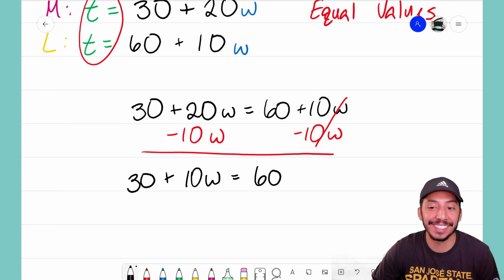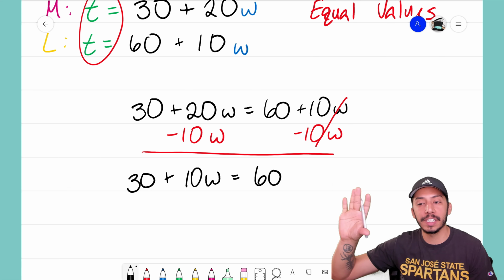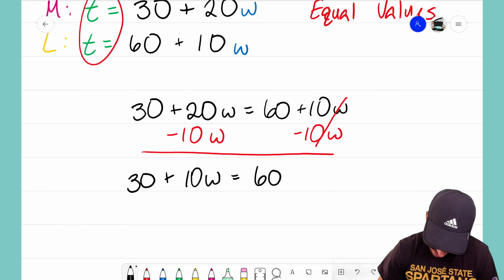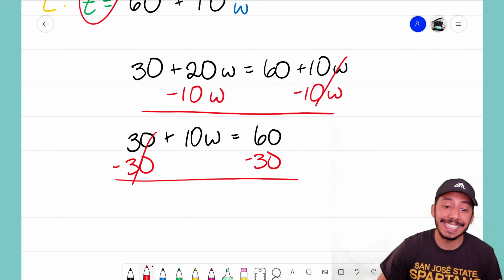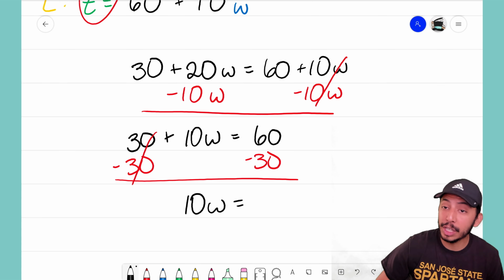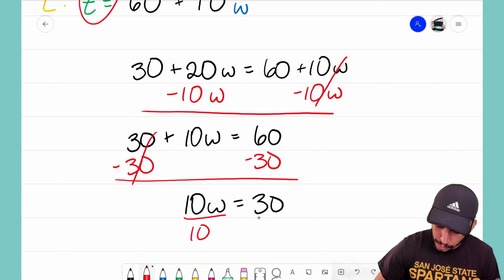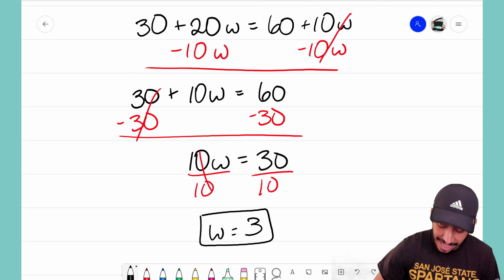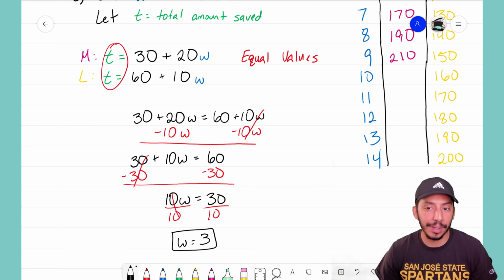Yeah, I'm seeing other people are getting the answers. So I have subtracted that 10W, right? I took it from the right side, moved it over to the left. Next step, I want to take that 30. I want to move that over to the right side. So now I'm going to subtract 30 on both sides. The 30 zeros out on that left side. So I'm just left with 10W equals 60 minus 30. That is just 30. Last step here, we just need to divide both sides by 10. And W equals 3. Again, that tells us that on week 3, they have the same amount of money.